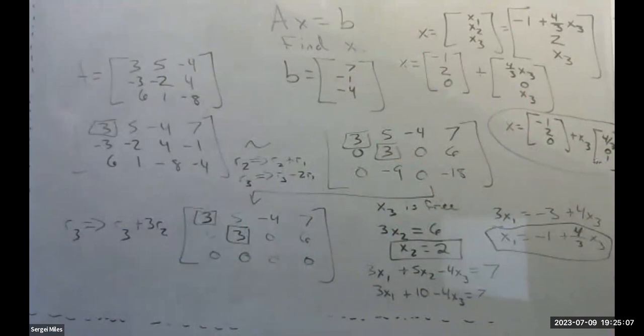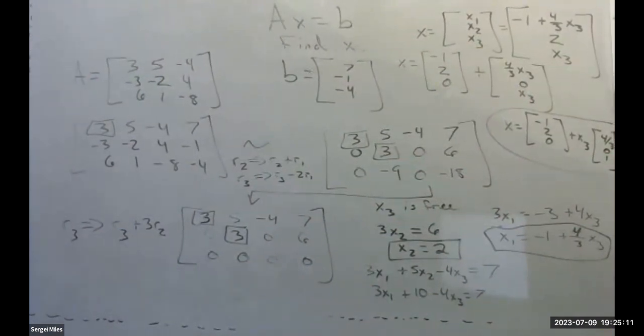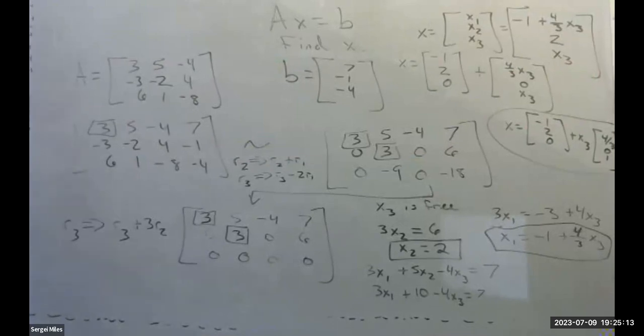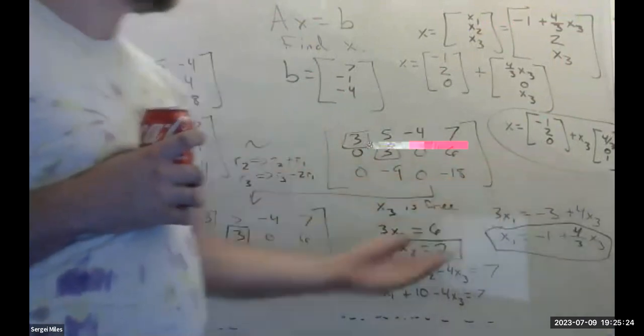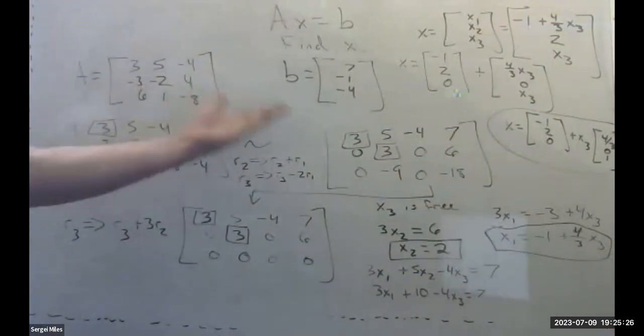And I wouldn't say I have non-trivial solutions because that is a term which only applies to homogeneous systems. So I cannot say I have a trivial solution. I cannot say I have a non-trivial solution. All I can say is this is the general solution for this non-homogeneous system.